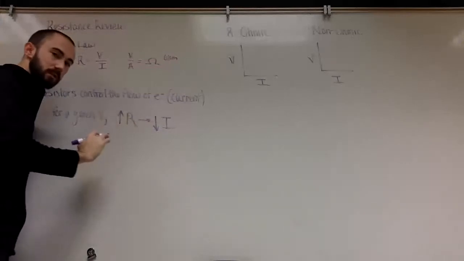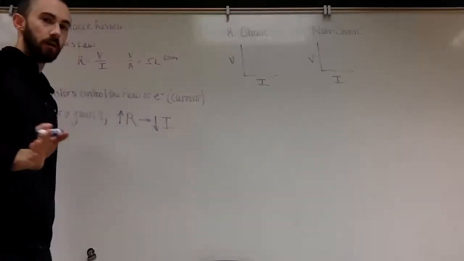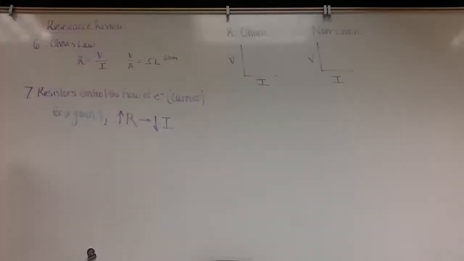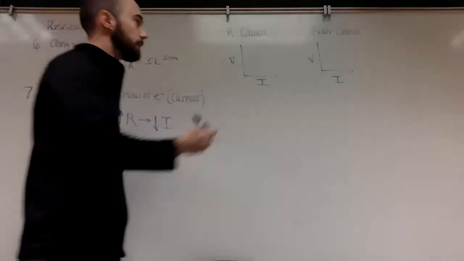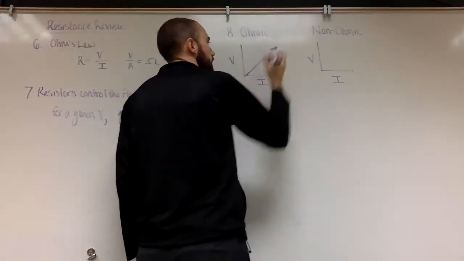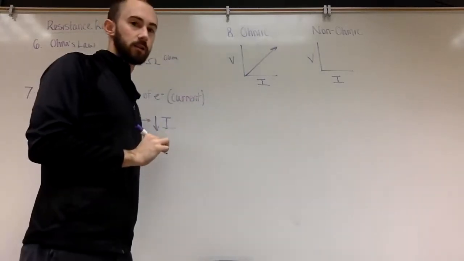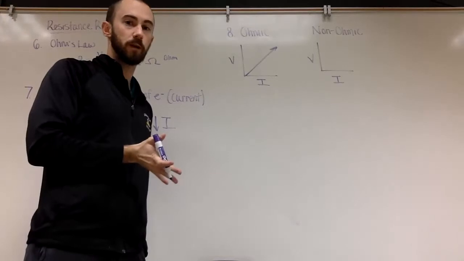So the more you resist the flow of electrons, that means you have a higher resistance, that means you get a lower current. Now, Ohm's law up here is only true for ohmic resistors. An ohmic resistor is basically one that follows Ohm's law. So if you graph voltage versus current for Ohm's law, you get a constant slope, which means that your resistance is going to stay the same.